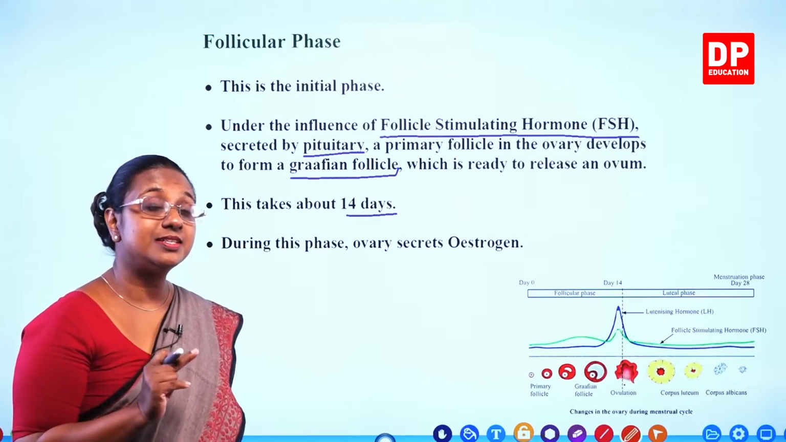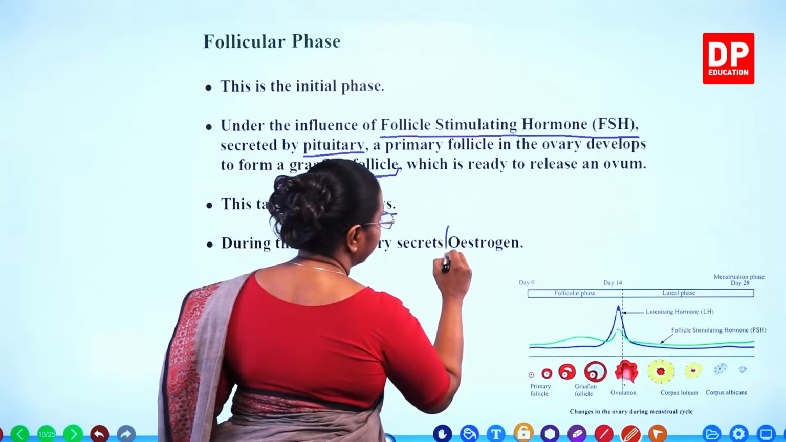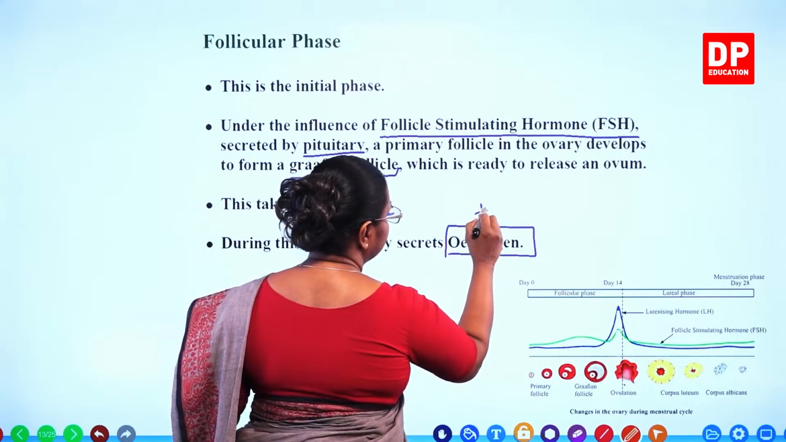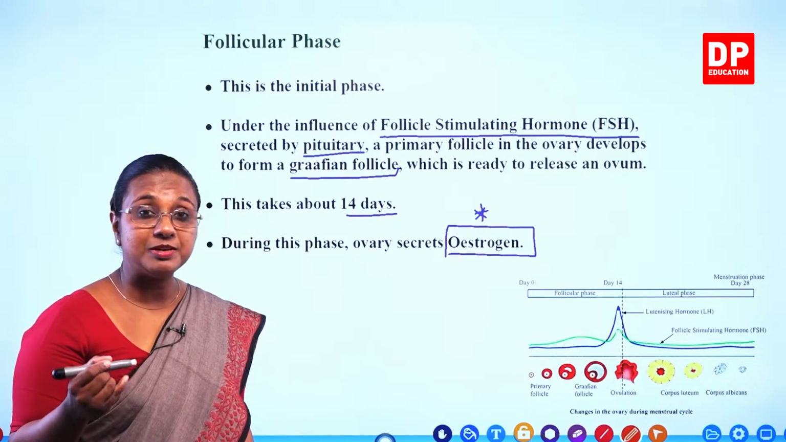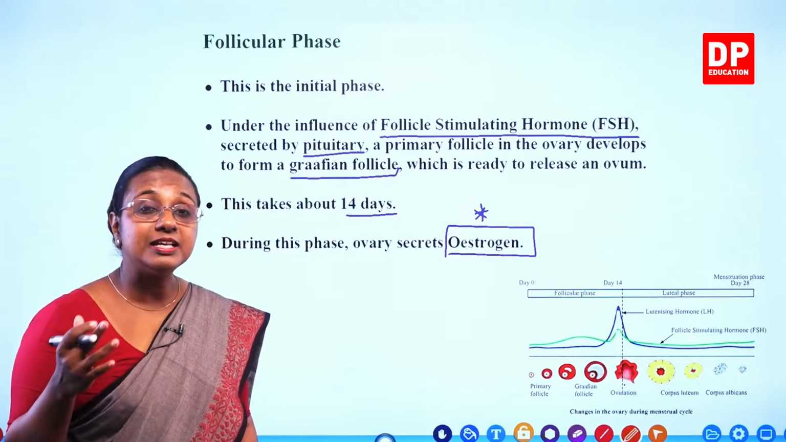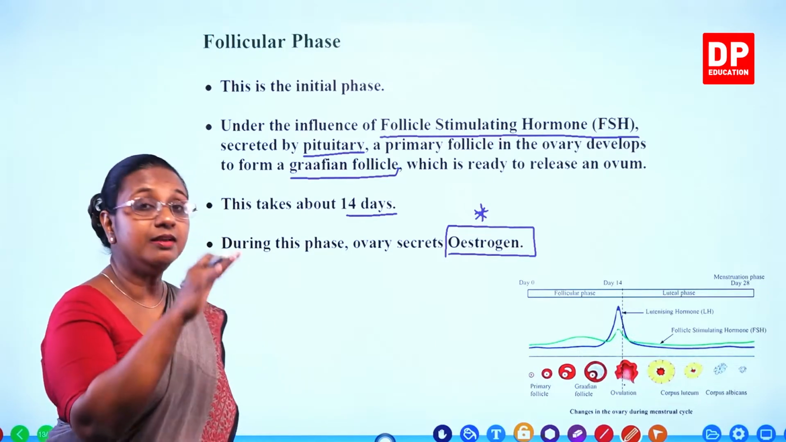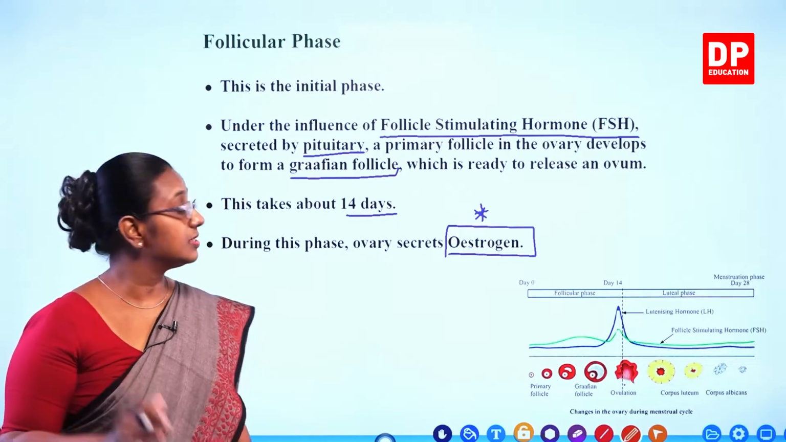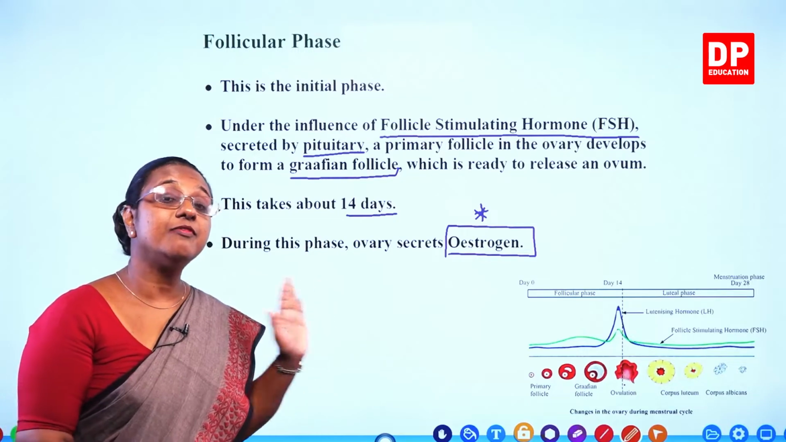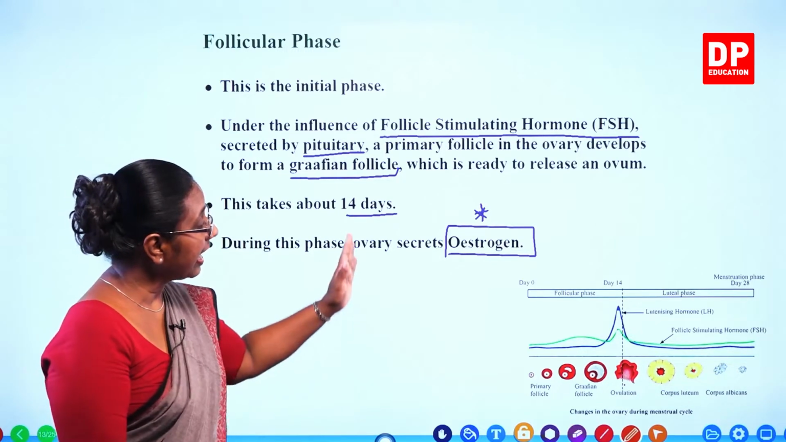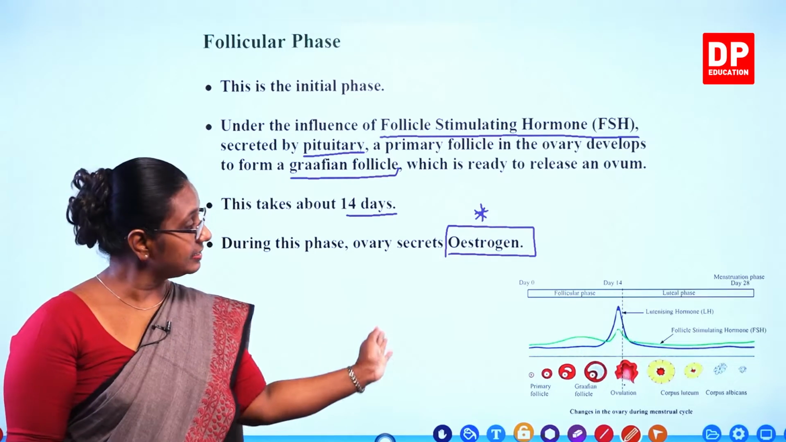And you all know estrogen is a lipid hormone. During this phase, the ovary secretes estrogen. That is very important. Now, this estrogen is responsible for the development of secondary sexual characteristics in females. And also during the menstrual cycle, estrogen is secreted by the ovary during the follicular phase. That actually acts on the uterus. We will discuss those phases after this.